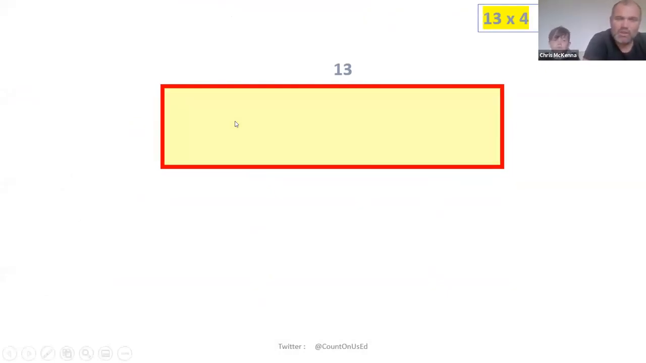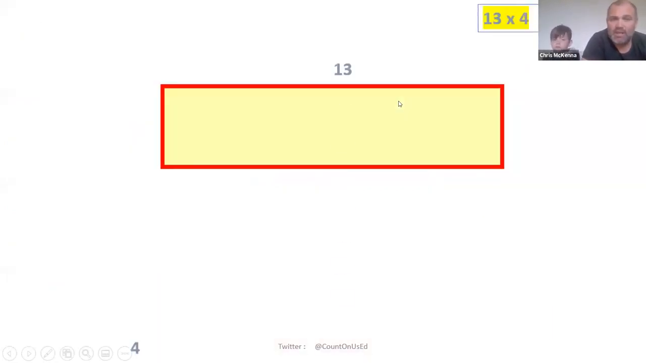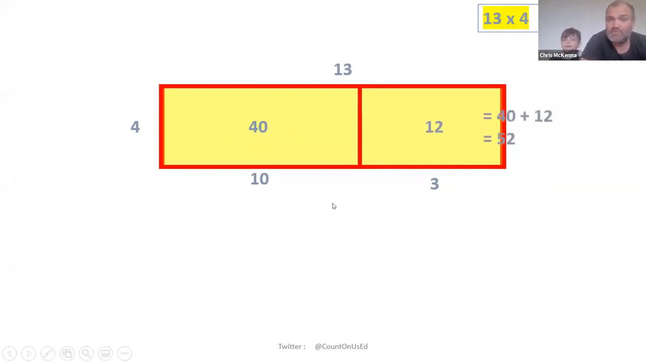And let's just quickly look back to the other page. Okay, there's my 13 groups of 4. There's my 10 groups of 4. There's my 3 groups of 4. That was 40 dots in there. I can see if I read across, that's 12 dots. So we're splitting the 13 up into 10 and 3. 10 4s are 40. 3 4s are 12. To get the answer, I do 40 add 12 gets me 52. So that's how we're doing 13 times 4.